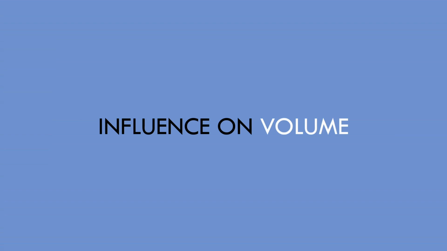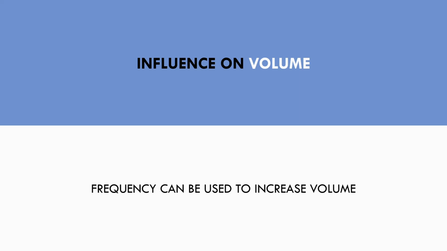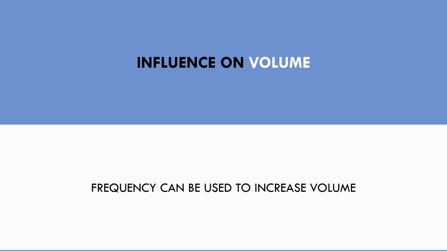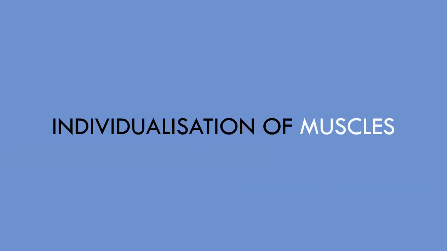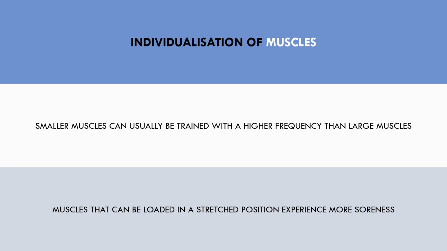So we understand that if volume is equated, frequency doesn't really matter. However, increasing frequency is a good strategy to increase total volume. Specific muscle groups may be trained more frequently to accumulate more volume than if they were trained less frequently. Another consideration for training frequency is that different muscles may respond best to different frequencies. Smaller muscle groups can generally be trained with higher frequencies than larger muscle groups, since they likely don't induce as much muscle damage and soreness as larger muscles.